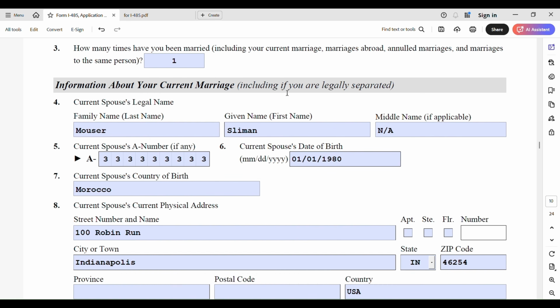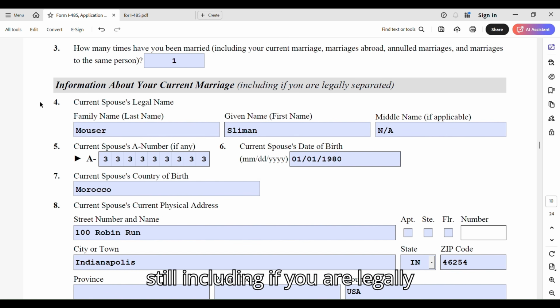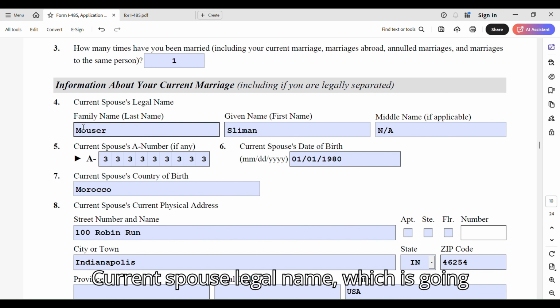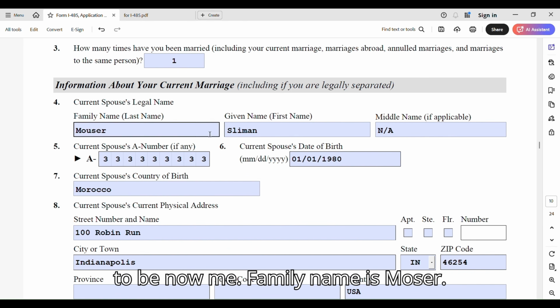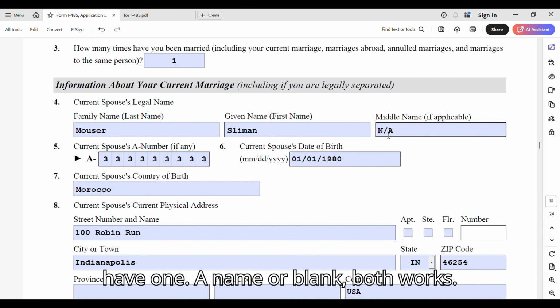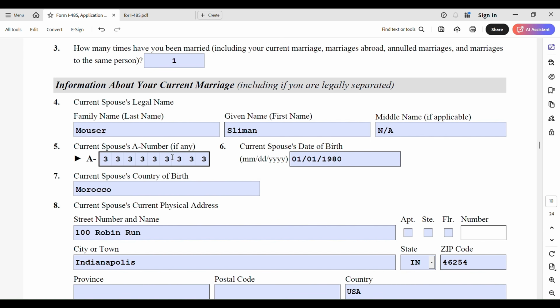Information about your current marriage, including if you are legally separated. Question number 4, current spouse legal name, which is going to be me now. Family name is Mauser. Given name is Sliman. Middle name, I don't have one. N.A. or blank, both work.